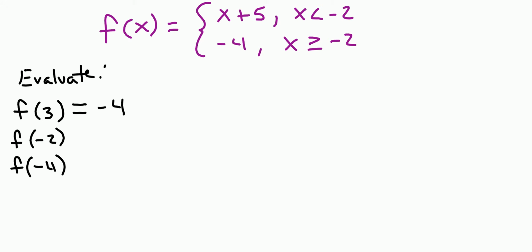Okay? Again, with the negative 2, it's equal to negative 2. So my answer would just be negative 4. Right? Negative 4. We're doing f of negative 4. Negative 4 is less than negative 2, so we'll use this function. So negative 4 plus 5 equals 1.